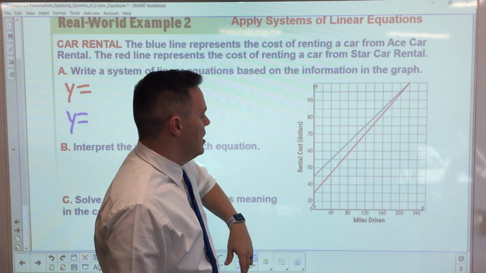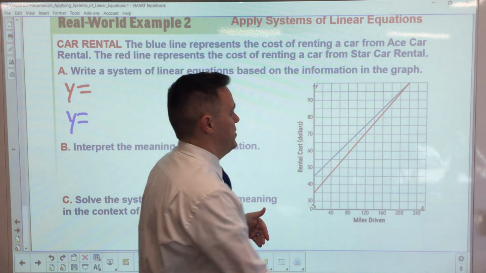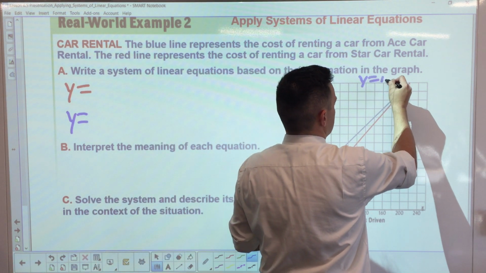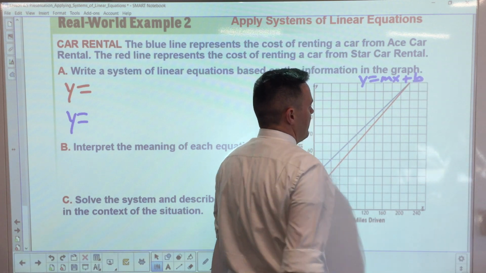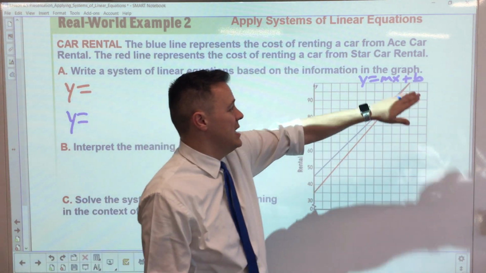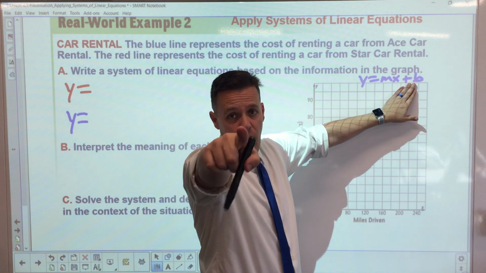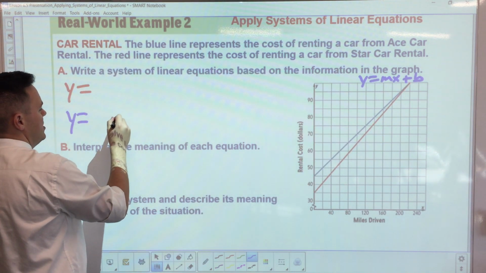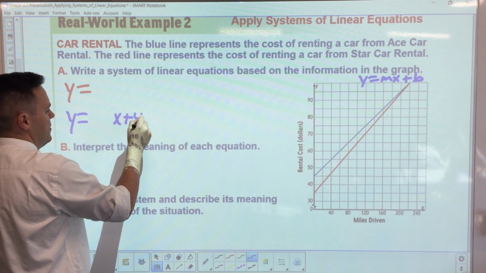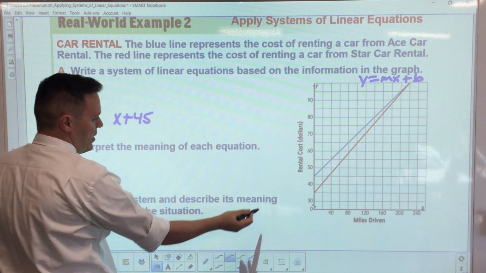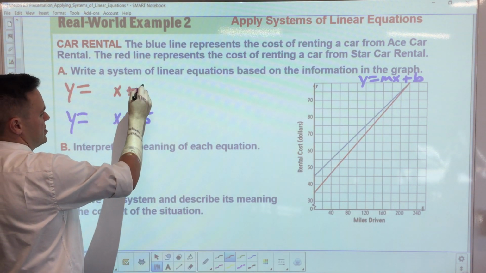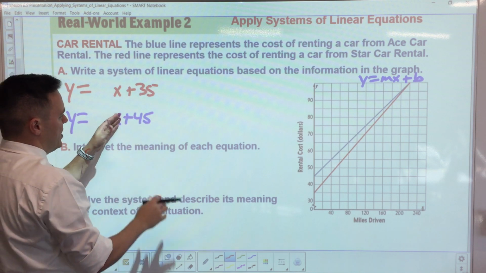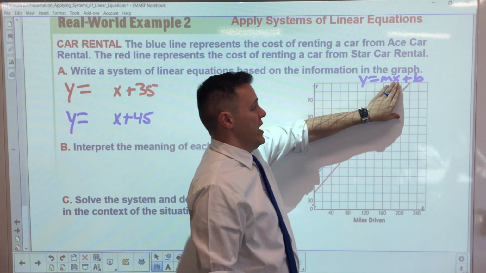So let's start with the blue. Y equals mx plus b. If I set that up, ladies and gentlemen, my b represents what? The y-intercept. My y-intercept for the blue line is 45. So I'm going to know it's x plus 45. And then the intercept for my red, x plus 35. I know it's x plus because it's the positive. Remember, the x doesn't change.